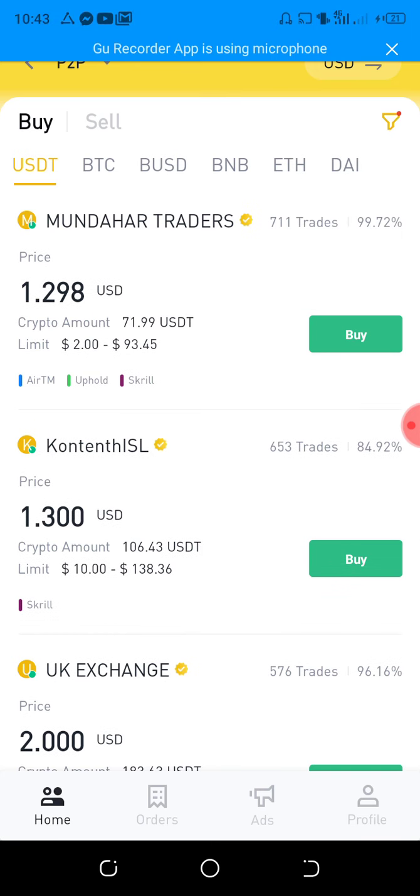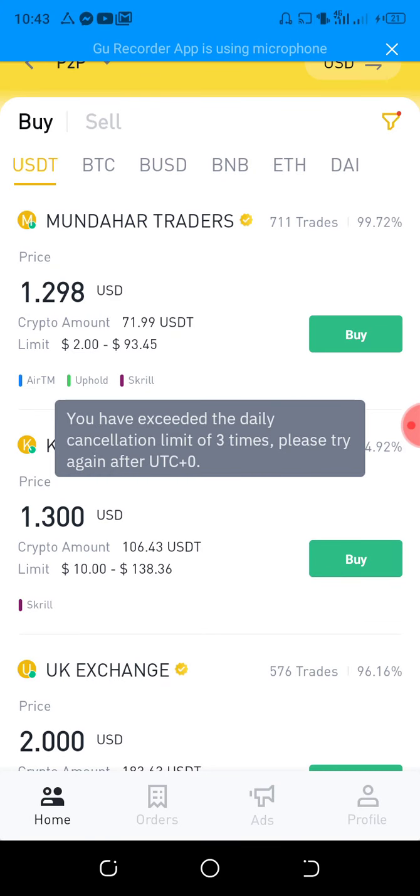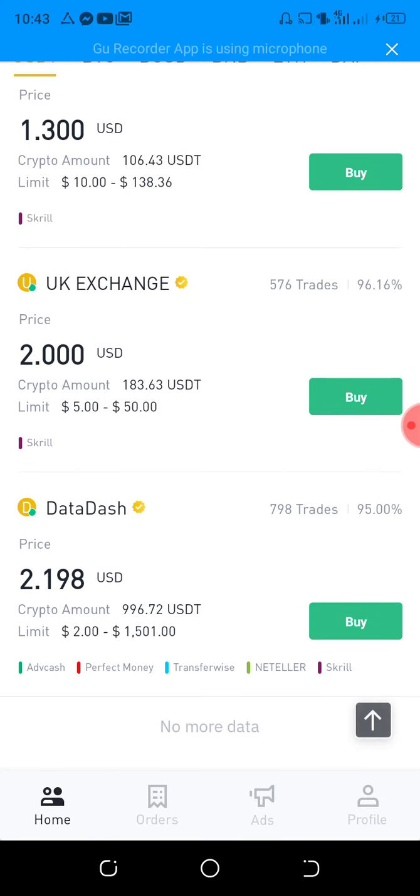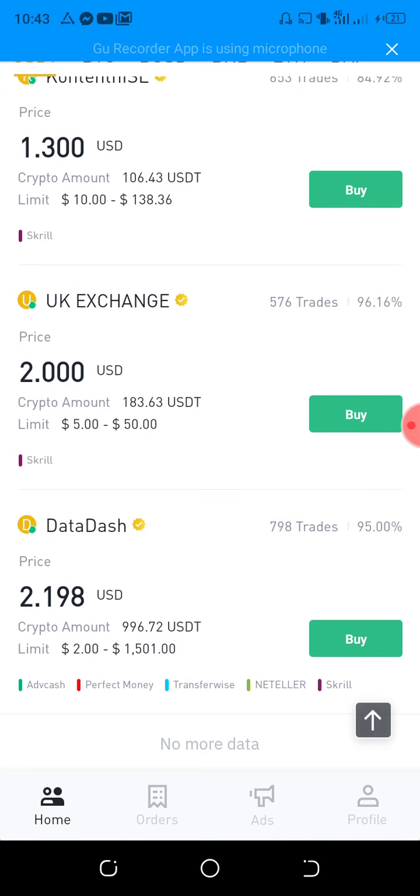So let me show you how you can buy. For those of you that don't understand P2P, this side is the buy side, the sell side. You just click on buy. Once you click on buy, ensure that you verified your Skrill account. Once you click on buy, it will show you the person's email address.